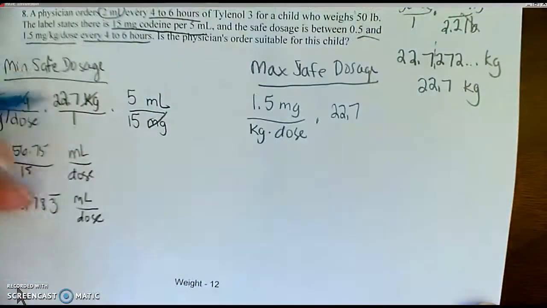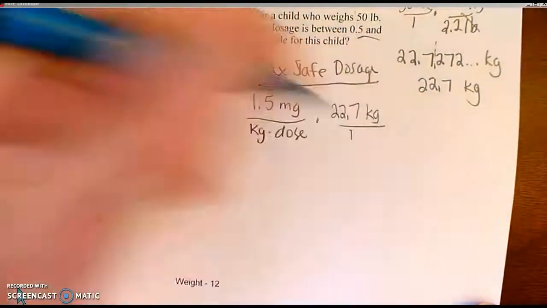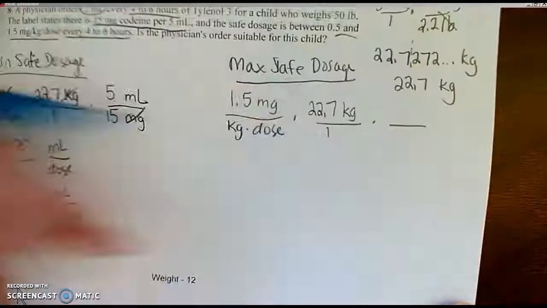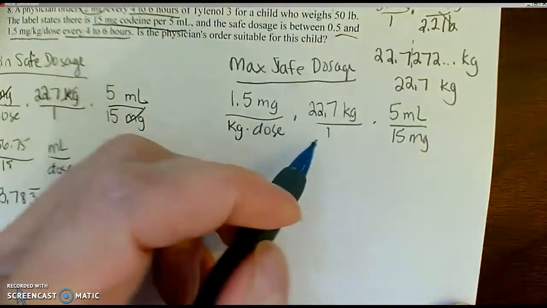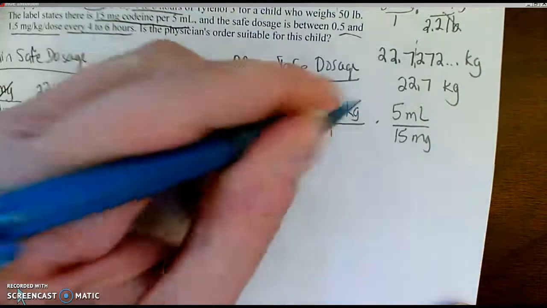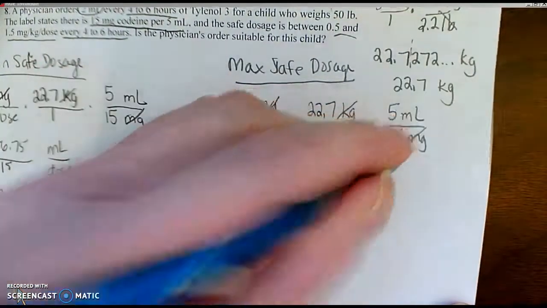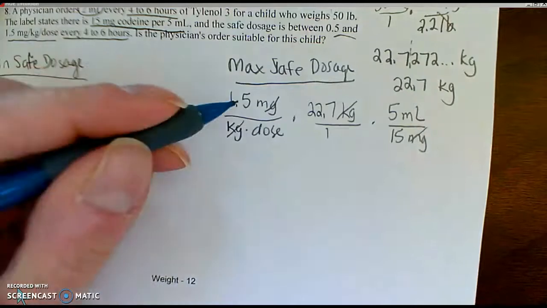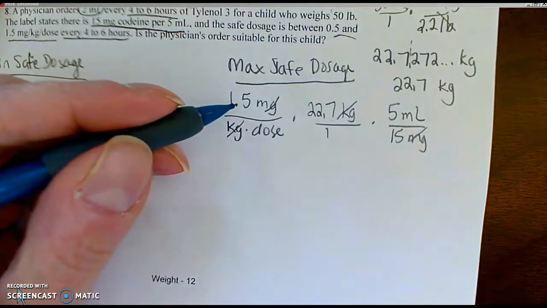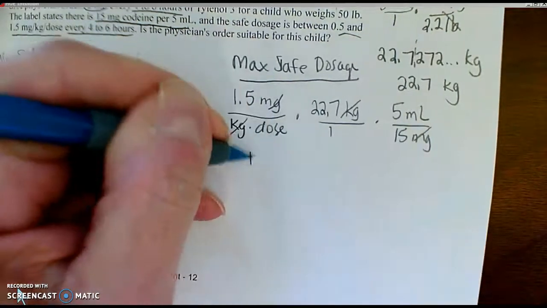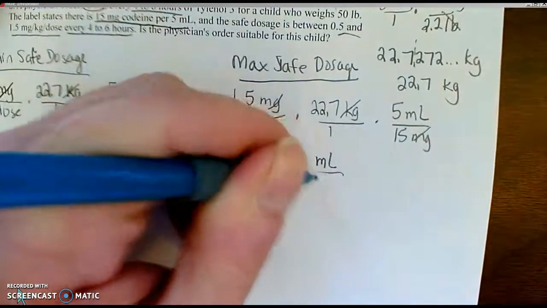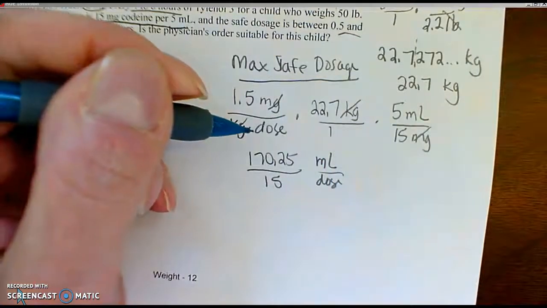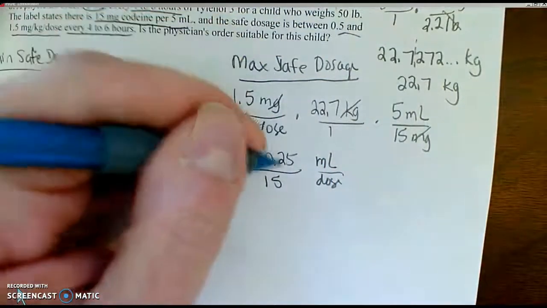So we're going to do the same, multiplying by the patient's weight, and then using the strength of the drug to see what we need to calculate here. So that it cancels the kilograms here, and the milligrams cancel here. So now we've got milliliters per dose. So this is going to be 1.5 times 22.7 times 5 is 170.25 divided by 15, and that's going to be milliliters per dose. So the maximum safe dose is 11.35 milliliters per dose.